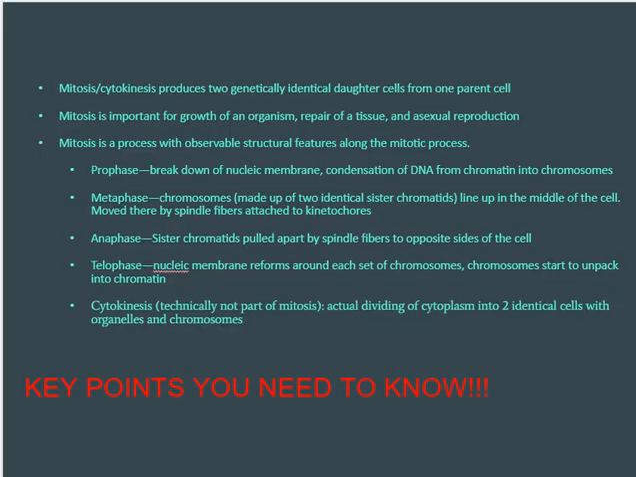So again, important things would be that mitosis produces two genetically identical daughter cells from one parent cell. We would do this to grow, repair. If you're a single-celled organism, this might be how you actually reproduce your cells. That's called asexual reproduction. Okay, so this is how like bacteria reproduce.